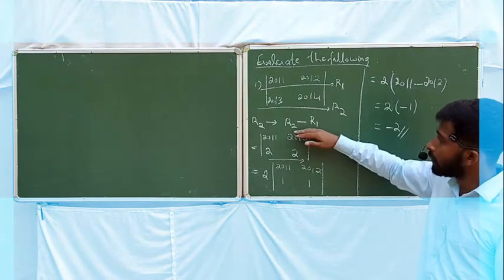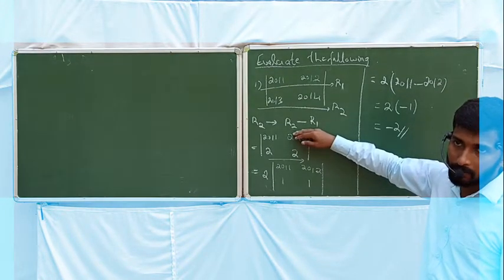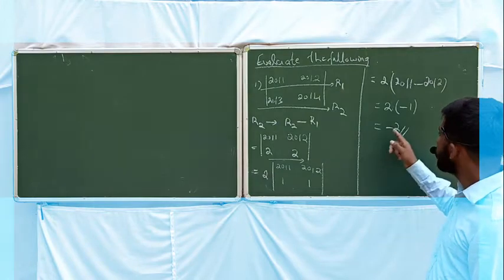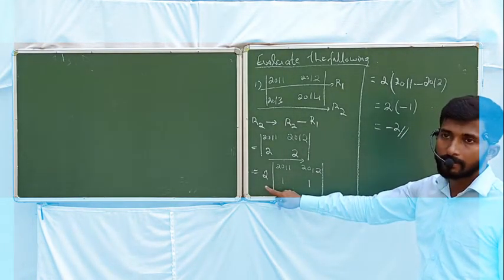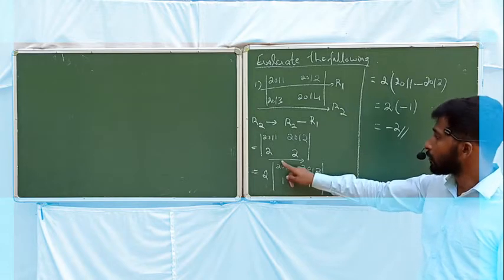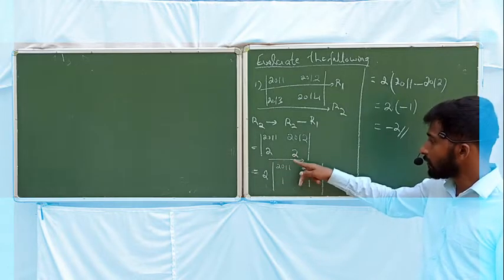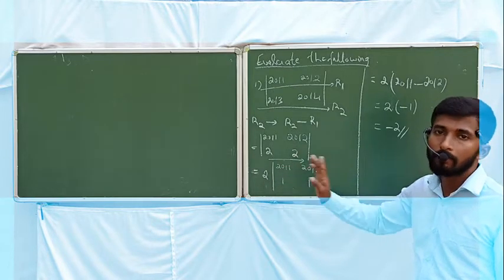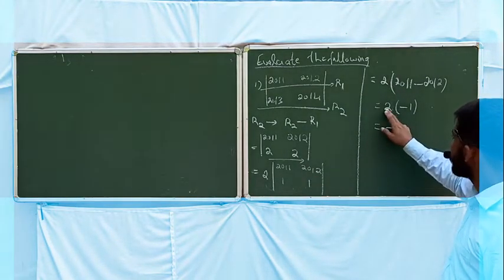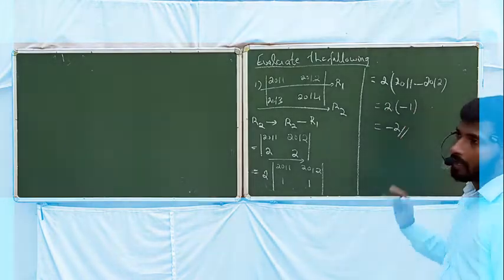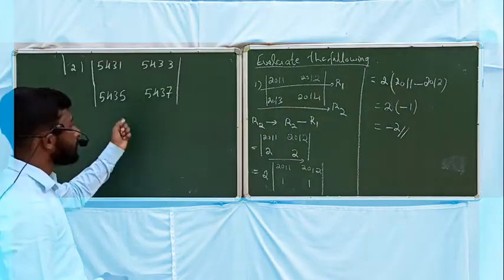First you need to apply the elementary operation. After that you need to simplify. Here you are using a property of the determinant, the fourth property: if any row or column has a common element, it's possible to take that common term outside. Then simplifying this determinant, 2 into minus 1, the answer is minus 2. The next question.